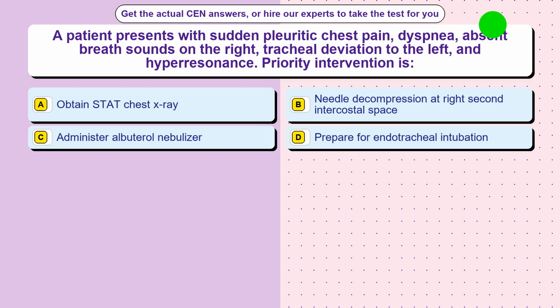Question 46. A patient presents with sudden pleuritic chest pain, dyspnea, absent breath sounds on the right, tracheal deviation to the left, and hyperresonance. Priority intervention is: Option A, obtain stat chest X-ray. Option B, needle decompression at right second intercostal space. Option C, administer albuterol nebulizer. Option D, prepare for endotracheal intubation.